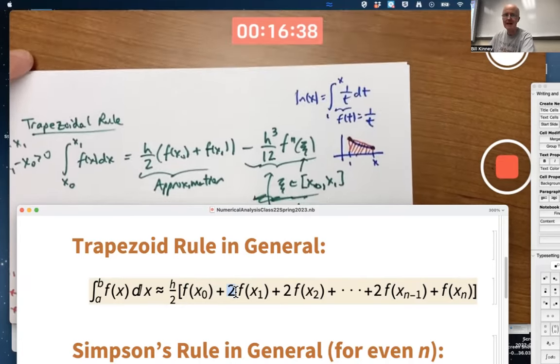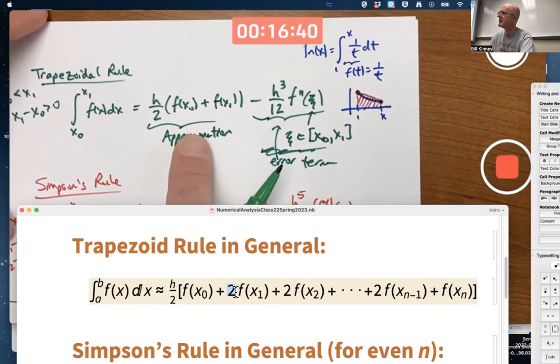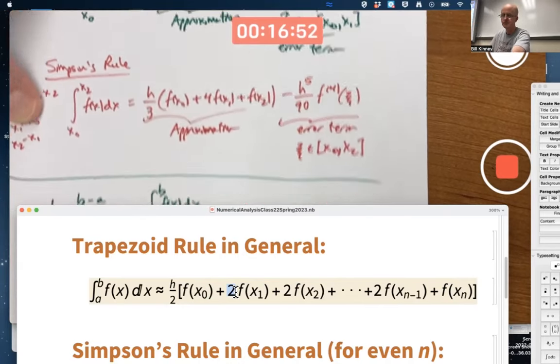It's coming from adding a bunch of these kinds of things together. And noting that for the endpoints where the intervals overlap, where they touch, you're going to add the function values twice. That's what's going on.